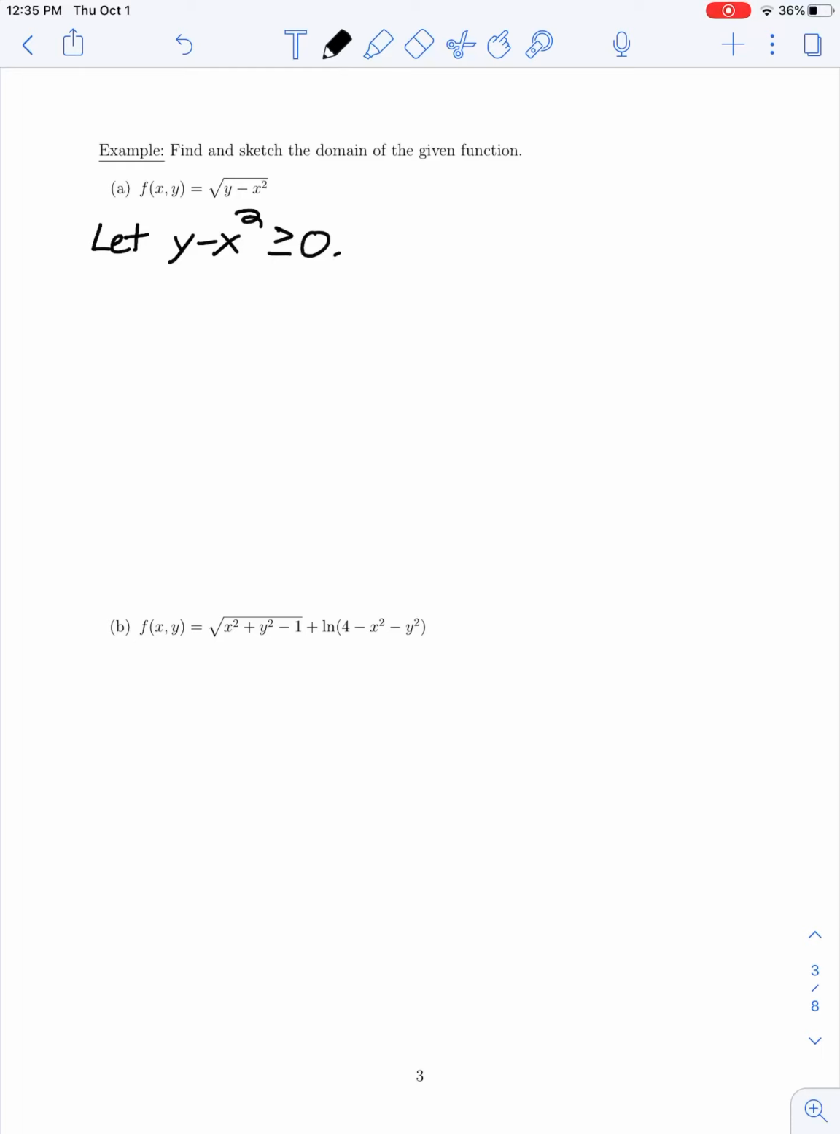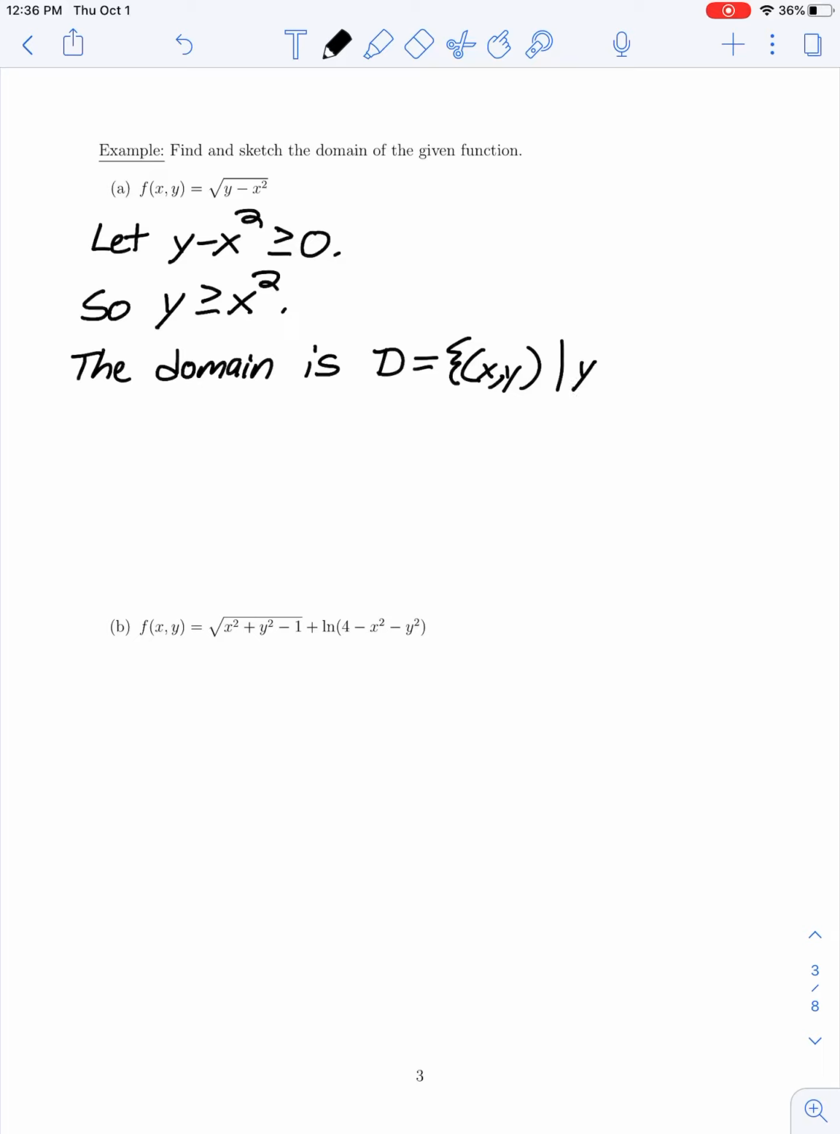must be non-negative. So if I rewrite this inequality, maybe solving for y, I would have y has to be greater than or equal to x squared. So for part A, the domain of this function is the set D of all points in the xy plane such that this inequality holds. Y must be greater than or equal to x squared.